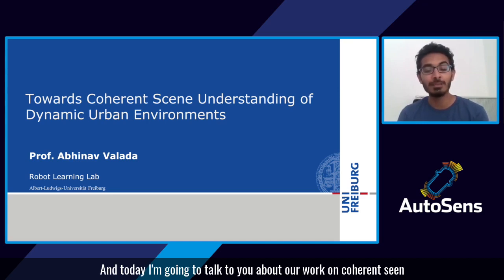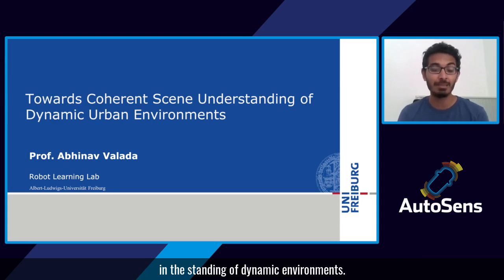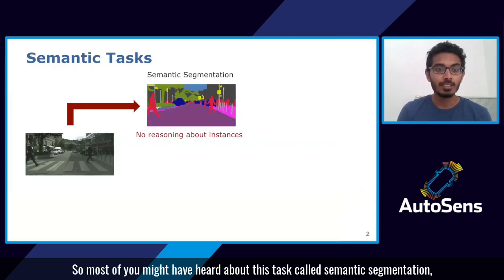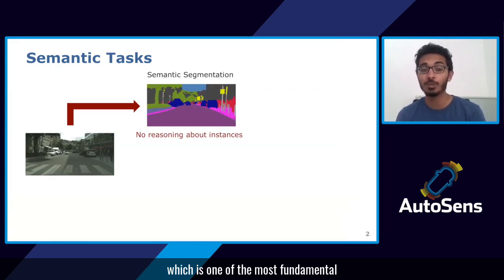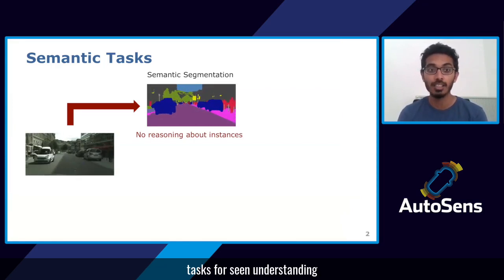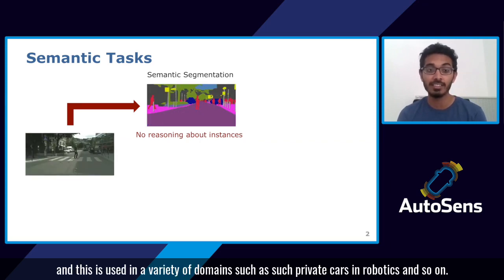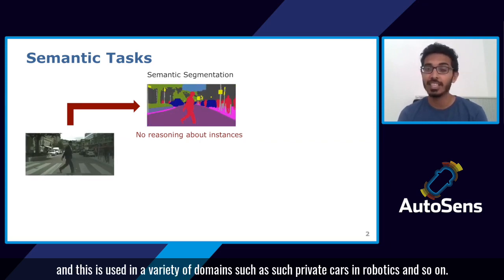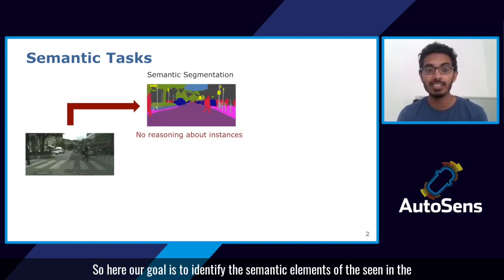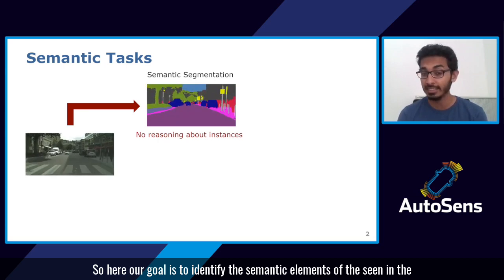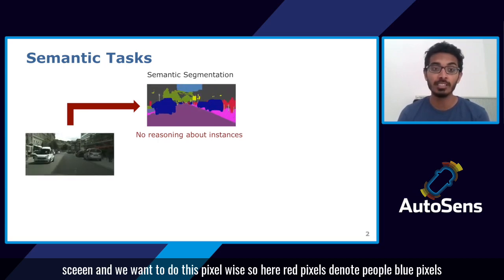And today I'm going to talk to you about our work on coherent scene understanding of dynamic environments. So most of you might have heard about this task called semantic segmentation, which is one of the most fundamental tasks for scene understanding. And this is used in a variety of domains such as self-driving cars, in robotics, and so on. So here our goal is to identify the semantic elements in the scene, and we want to do this pixel-wise.